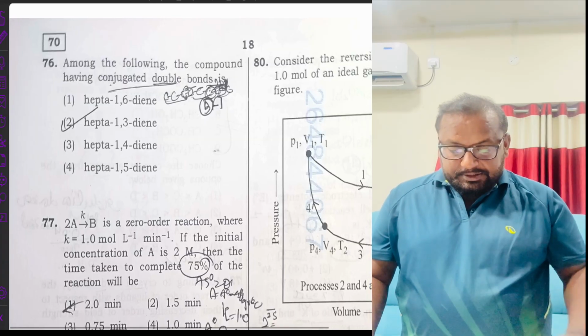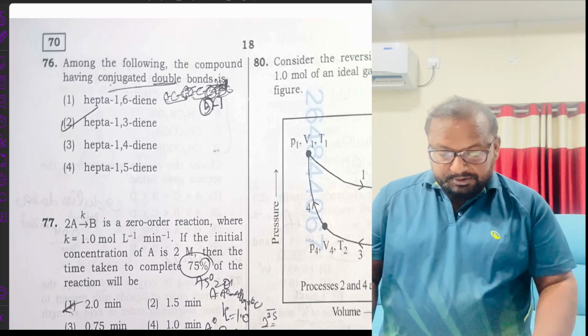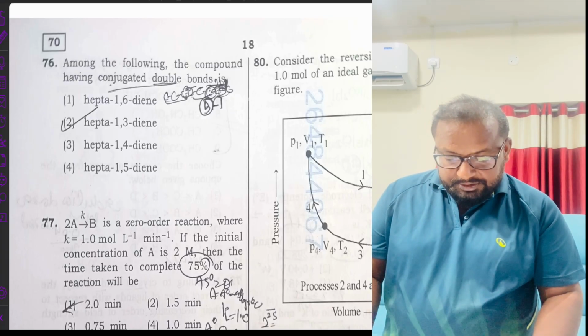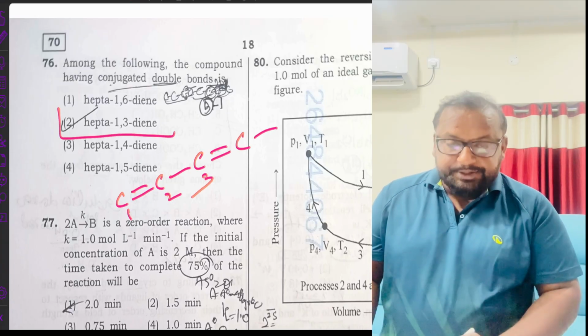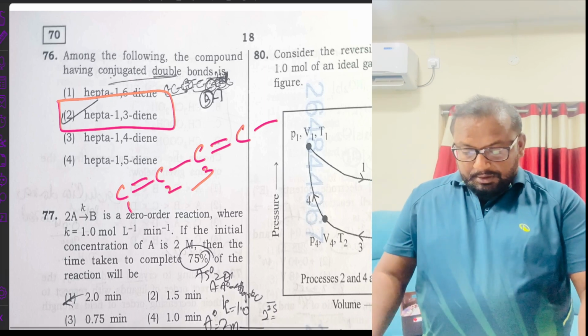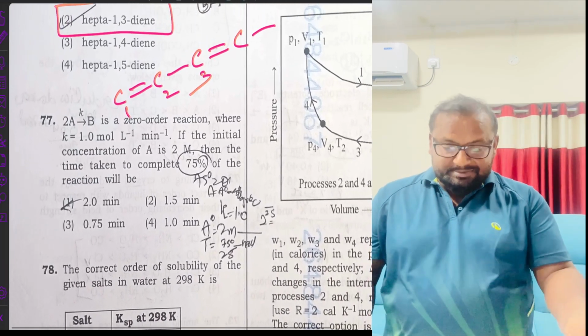Next 76. Among the following, the compound having conjugated double bond is. Conjugated double bond means C double bond, single bond, C double bond should be there. 1, 2, 3. 1,3-diene is the right answer. Yeah, next one is again an interesting question, but pretty easy one.